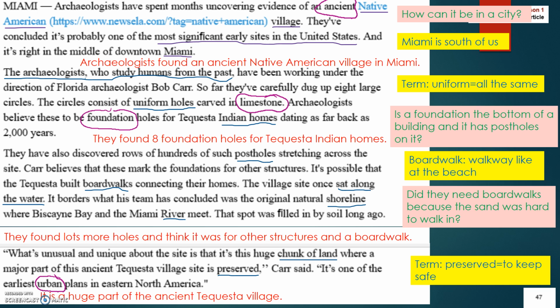For my next paragraph, I'm curious about these boardwalks. It says it's possible that Tequesta built boardwalks connecting their homes. And like I said before, I know that boardwalks are usually at the beach. And I know that the sand is kind of hard to walk in. And it's easier when I'm walking on the boardwalk. So I wonder, did they need boardwalks because the sand was hard to walk in? Oh, I also circled the word urban. I know I've heard that word, but I'm not quite sure what that means. Maybe that's something I need to figure out.